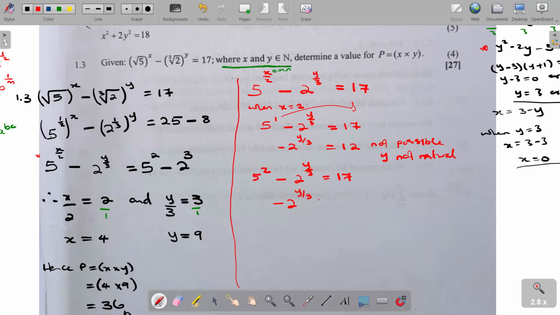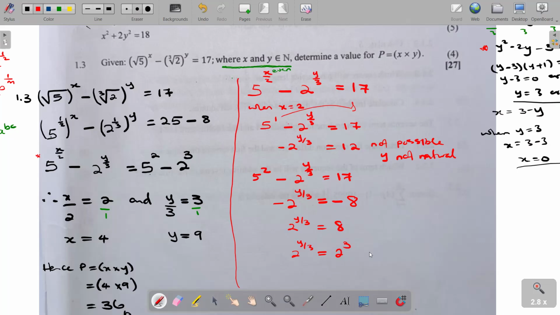equal to 17 minus 25. Here you get minus 8. Divide both sides by a negative. 2 to the power y over 3 is equal to 8. 8 can be expressed as an exponent with base 2. So 2 to the power y over 3 is equal to 2 to the power 3.